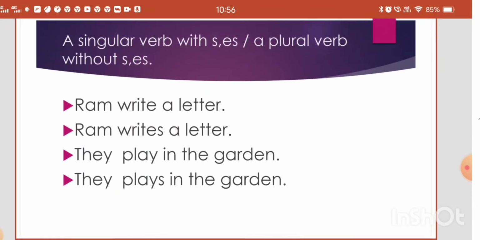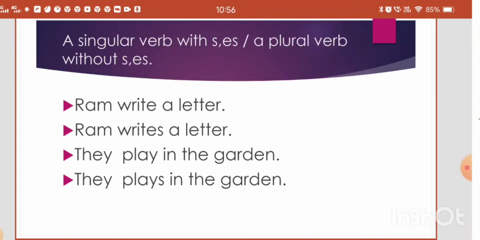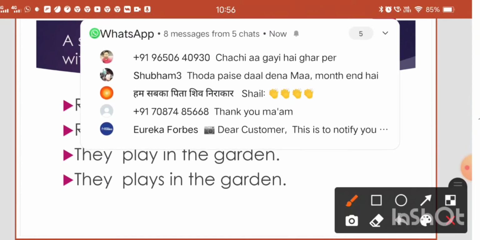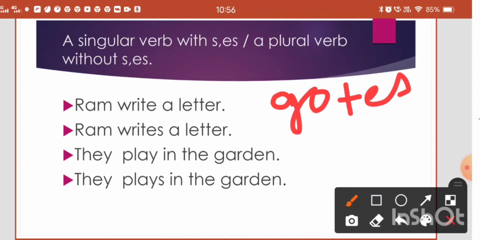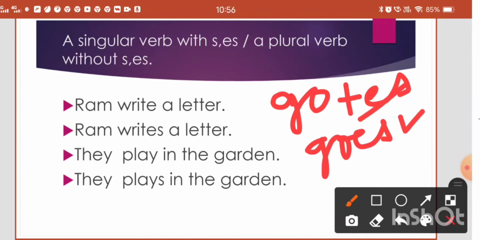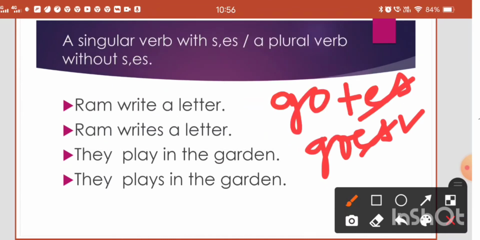A singular verb with S or ES and a plural verb without S or ES. So where is the confusion? A singular verb, for example, go, and I add S or ES. Suppose I add ES. So the word becomes goes. Okay. So this is a singular verb. But if I remove ES, the verb is go. So this is a plural verb.